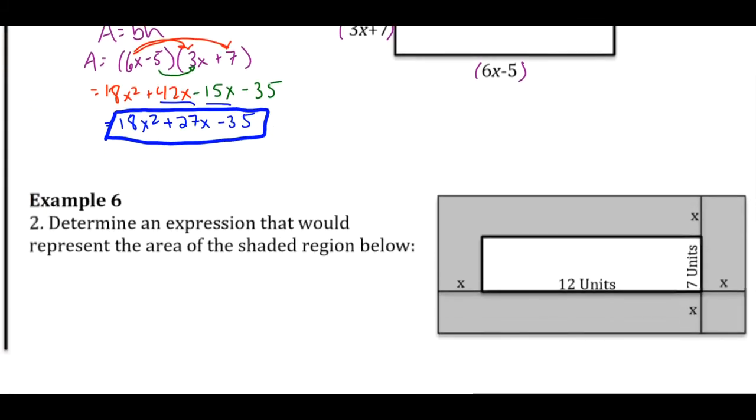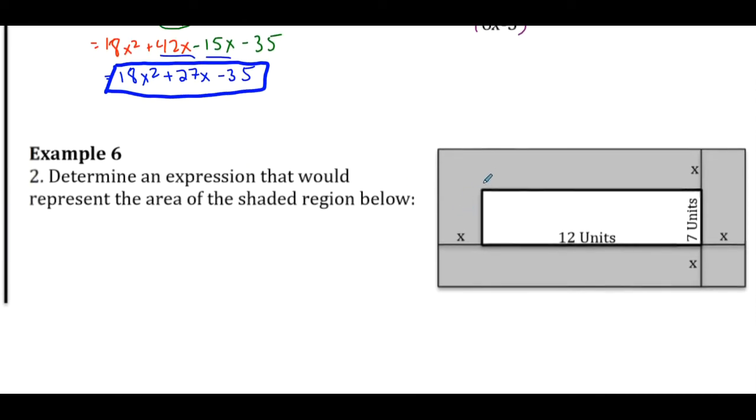All right, so let's do another one along the same lines. This one, though, is a bit more complicated. This time we still want to determine an expression that would represent the area, but this time it's just of the shaded region. So it's just this outer rectangle, not the inside. So what we have to do this time is figure out an expression for the base and an expression for the height, because they didn't tell me that. So we know we're going to need base times height. So let's figure out the base first.